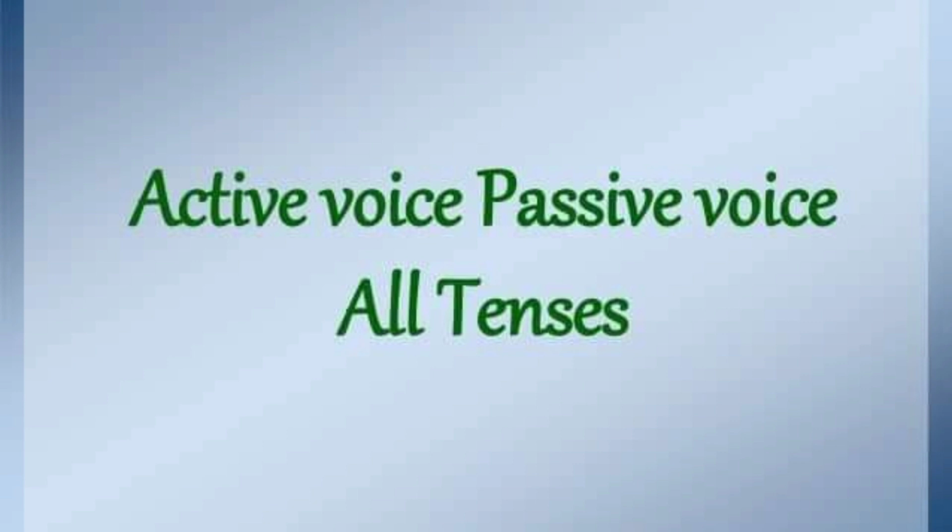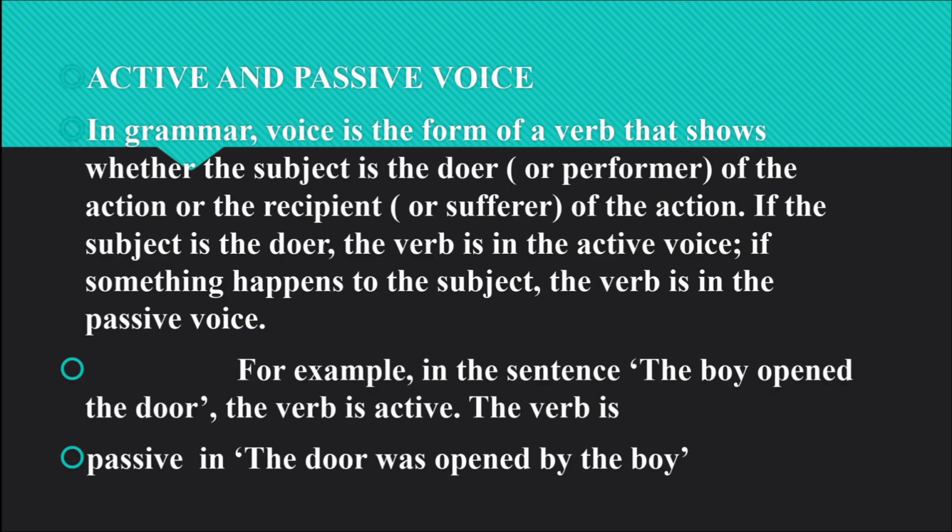So students, what is meant by active and passive voice? In grammar, voice is the form of a verb that shows whether the subject is the doer or performer of the action or the recipient of the action. If the subject is the doer, the verb is in the active form. If something happens to the subject, the verb is in the passive voice.